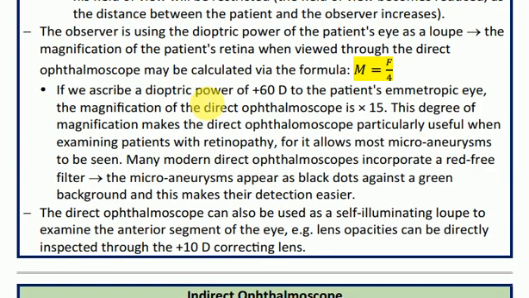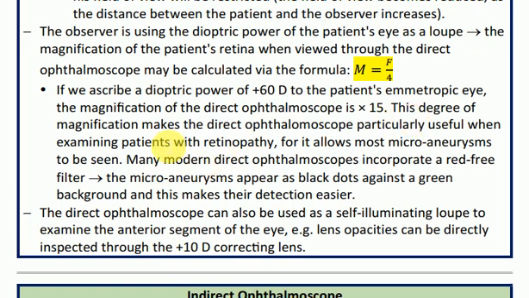Now what about the magnification of the patient's retina when viewed through the direct ophthalmoscope? The formula is F divided by 4. So if we ascribe the dioptric power of 60 to the patient's emmetropic eye, we put 60 in place of F, and 60 divided by 4, so the magnification of the direct ophthalmoscope is 15 times.